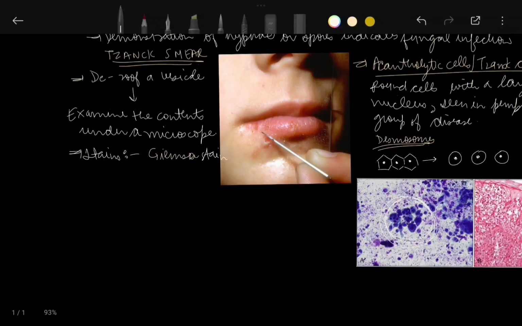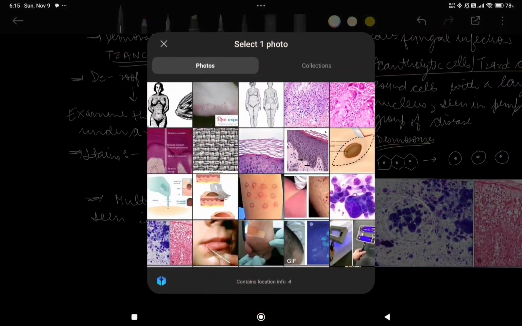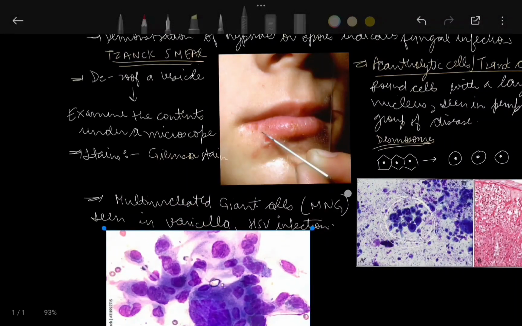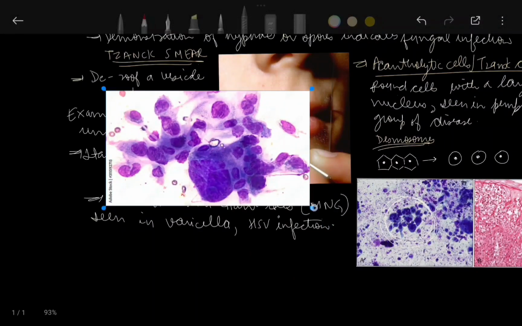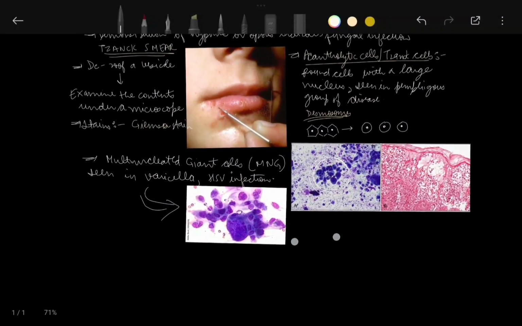In Tzanck smear, first we saw the procedure, then the observation. In observation we see Tzanck cells, and we also see multinucleated giant cells, which are seen in varicella and HSV infection. These are those kinds of multinucleated giant cells which are seen in HSV or varicella infections.